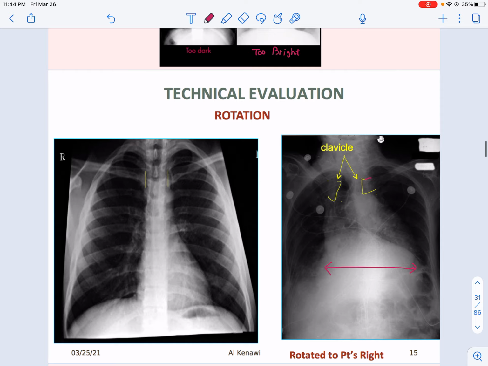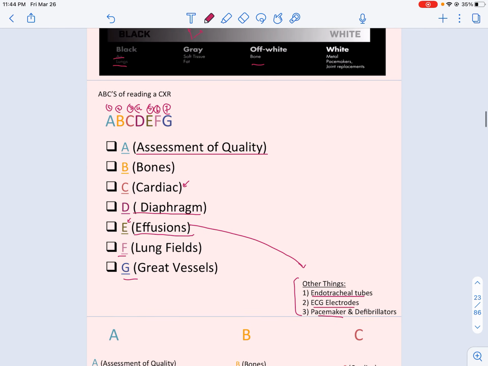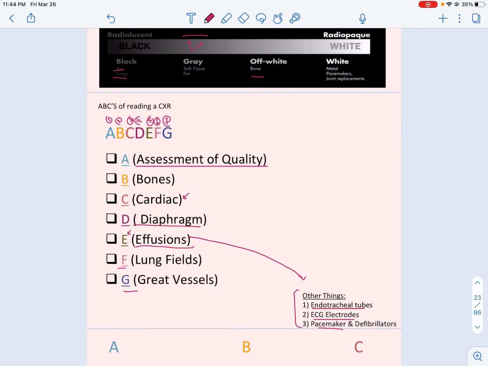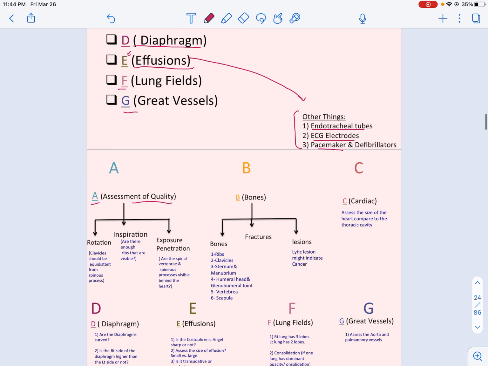تمام. يصير حاليا اتكلمنا على أول خطوة which is assessment of the quality. تمام. اتكلمنا عن rotation, inspiration and exposure penetration. يصير هذه أول خطوة لما نيجي نشوف chest x-ray.